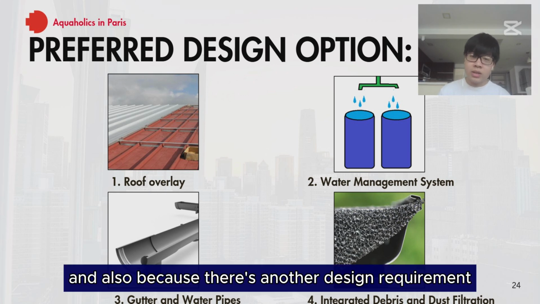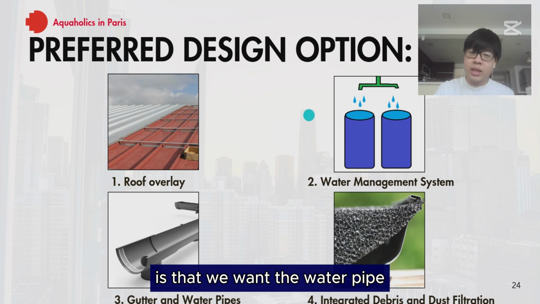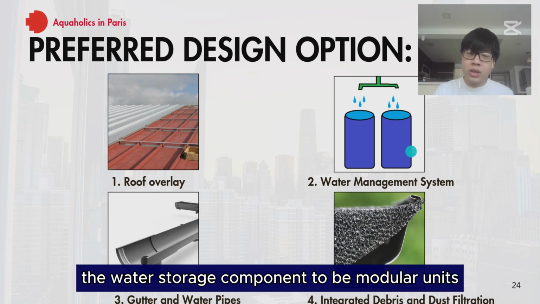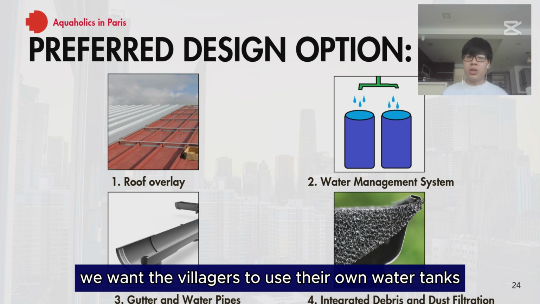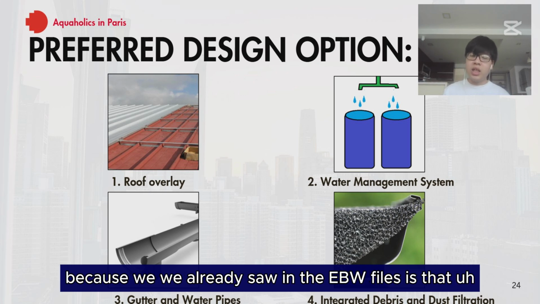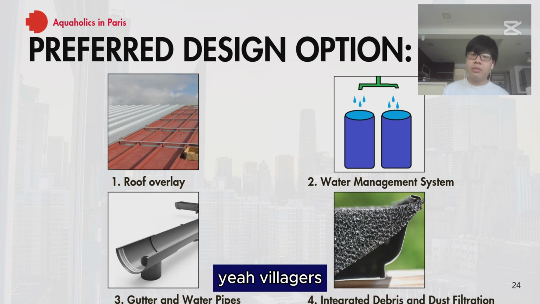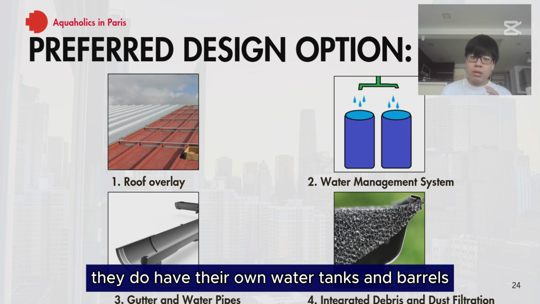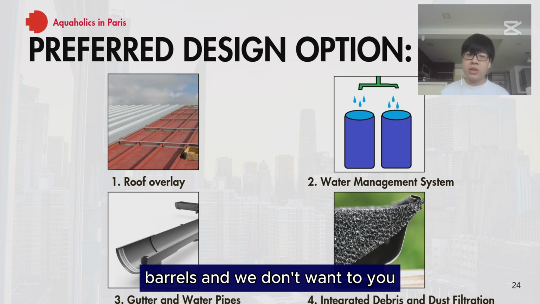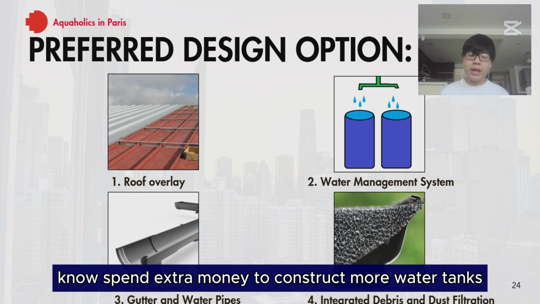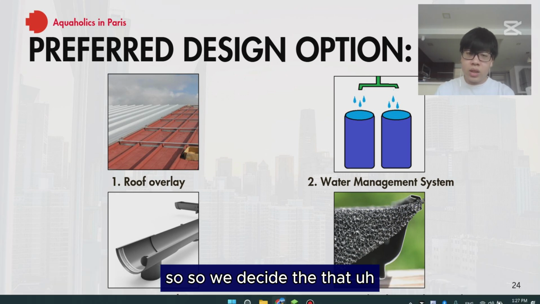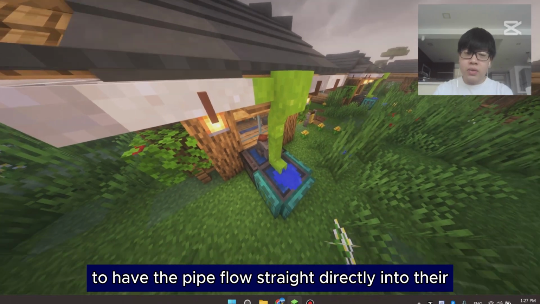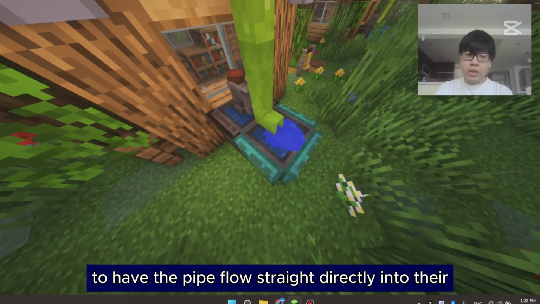Also, another design requirement is that we want the water storage component to be modular units. By modular, we mean that we want the villagers to use their own water tanks, because we already saw in the EBW files that villagers do have their own water tanks, barrels, and PVC barrels, and we don't want to spend extra money constructing more water tanks. So we decided to have the pipe flow straight directly into their barrels.